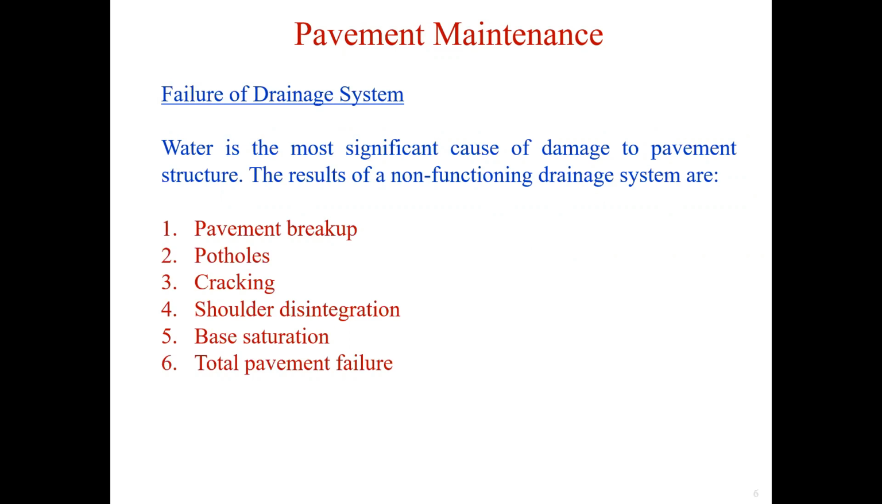If there's any failure of the drainage system, then the accumulated water will cause damage to the pavement structure. If the drainage system does not function well, then the following problems may occur: pavement break up, potholes, surface cracking, shoulder disintegration and separation, saturation of the base due to the penetration of the water, and even total pavement failure.